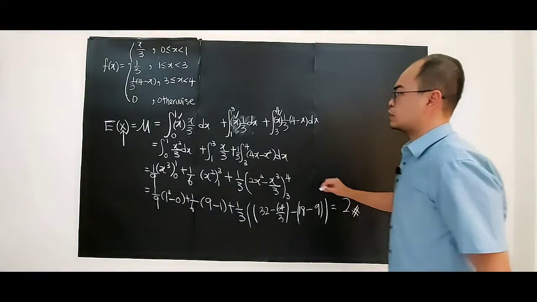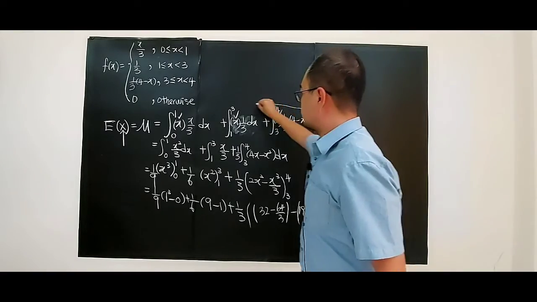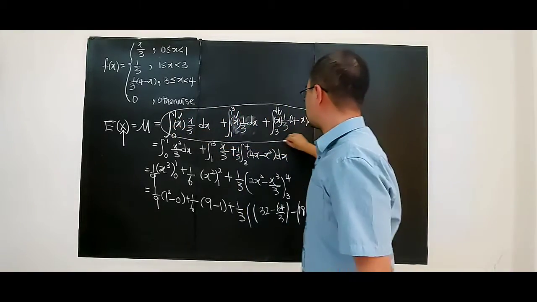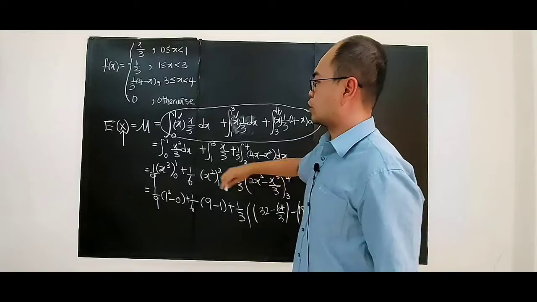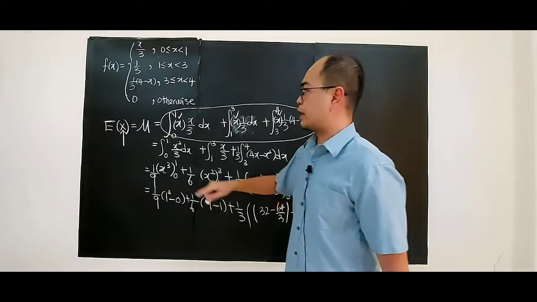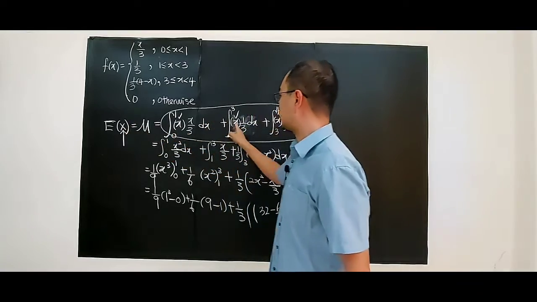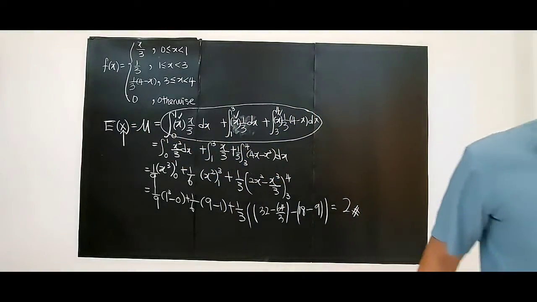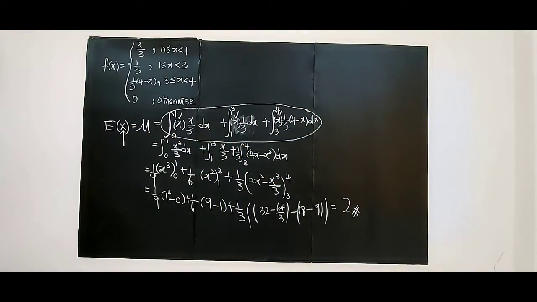The most important thing is that you have to know what to do. Very simple. If there is an x here, you just multiply everything inside your integral by x. If there is an x squared, you multiply everything inside your integral by x squared. Okay, let's move on to finding the value of E of X squared, the expected value for x to the power of 2.